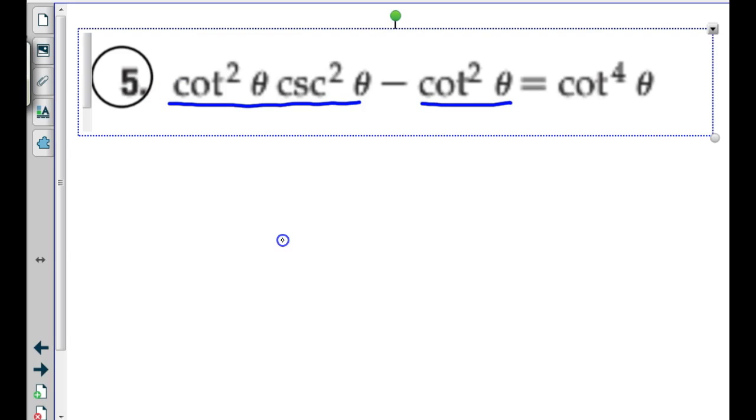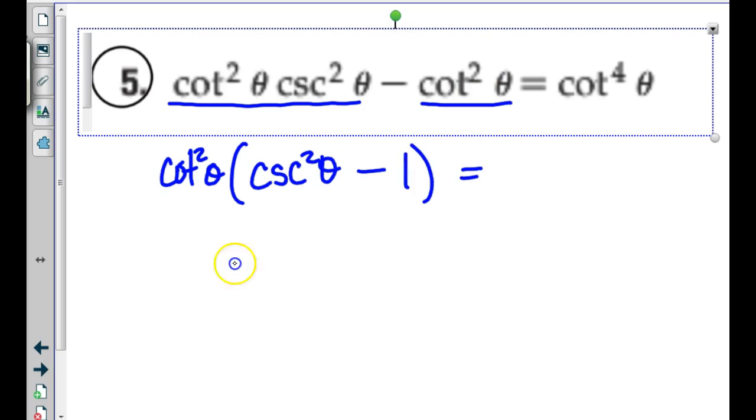No ideas? When I talk about factoring, what can I take out of both of those terms? Okay, if I take a cotangent squared out, what will be left from this term? Okay, but if I divide this by cotangent squared, I still have what back here? Minus 1. All right, what's a cosecant squared minus a 1?